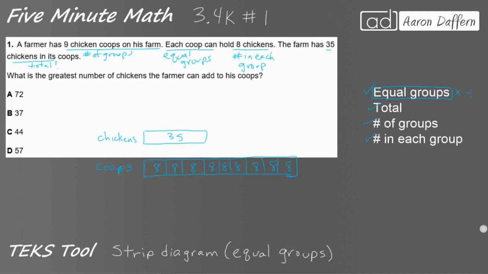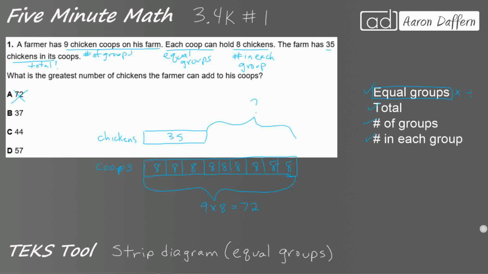All right, so what does this give me? Well, this is 9 groups of 8, and that's going to equal 72. So there we go. That's not our answer because we're looking for the greatest number of chickens that the farmer can add. Now, if there were no chickens, then 72 would be my answer. I've already got 35 chickens in there somewhere, which means what I'm looking for is the difference. So this is my unknown number.